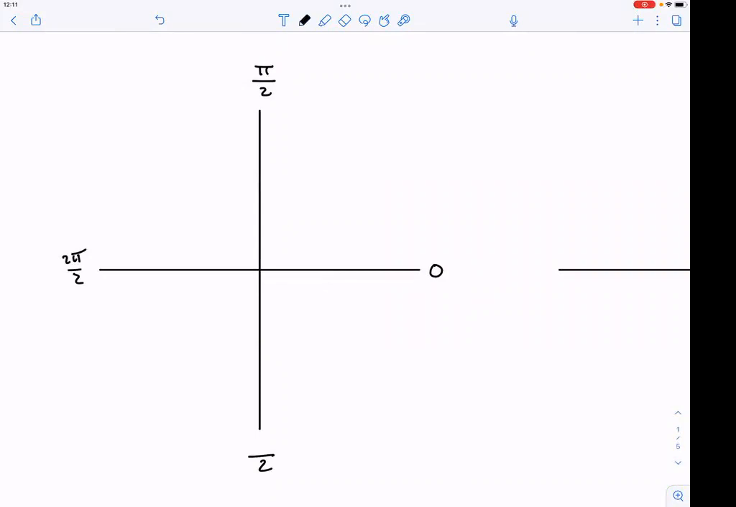So this is pi over 2, this is 2 pi over 2, and this will be 3 pi over 2. And back to the original location right here, this will be 4 pi over 2, which is 2 pi. Okay, so it's just a different way of seeing the same thing. And I promise you this is going to be a lot easier for you to tell the angles in different quadrants a lot faster and easier.